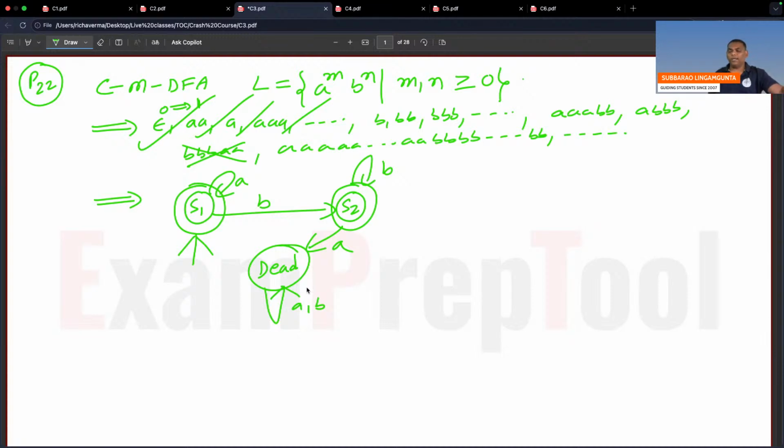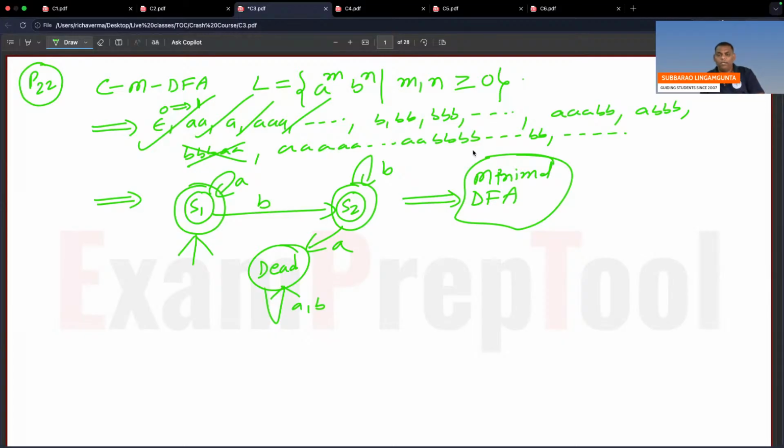So on every state, a and b are covered. So it is a DFA. And one more thing, it is a minimal DFA. If you want, you can check. You cannot eliminate even one state here. Only a's, only b's, a's followed by b's. After b's, you never see a. This is the minimal DFA.